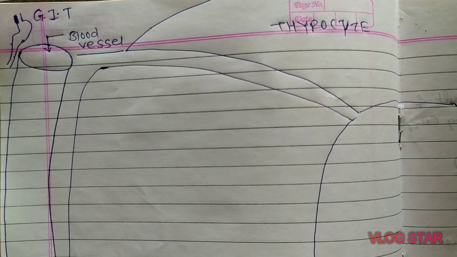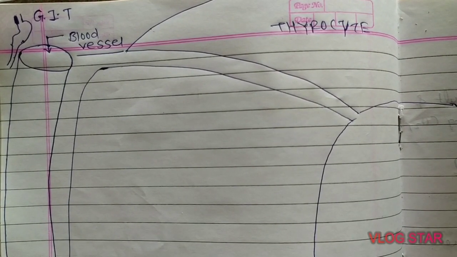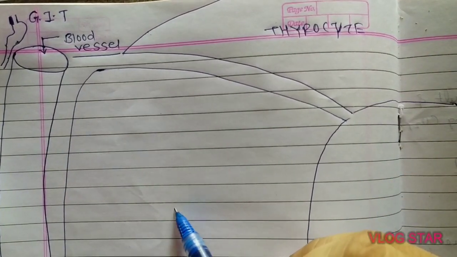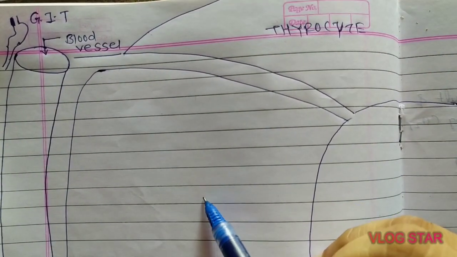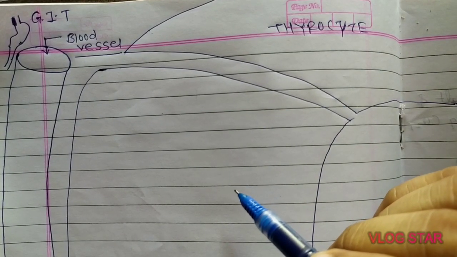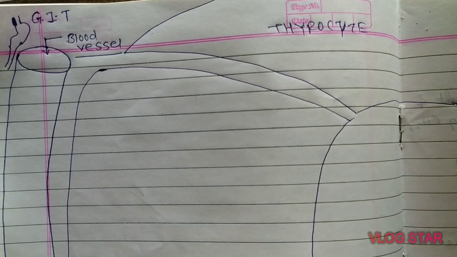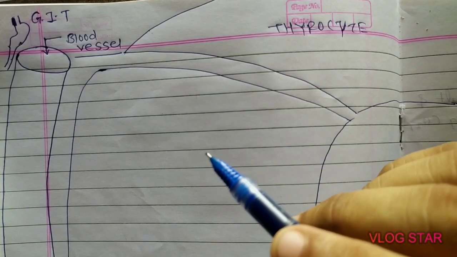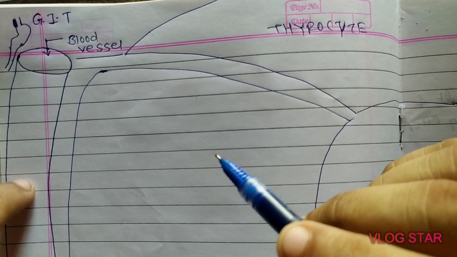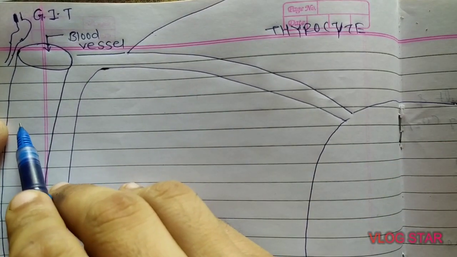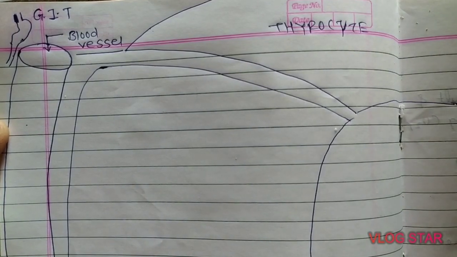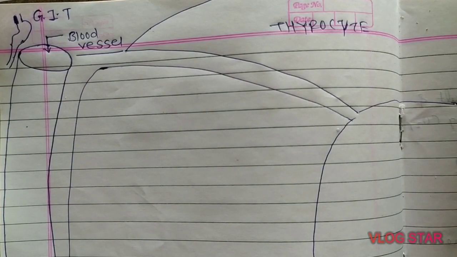So what is the first step in the formation of thyroglobulin? That is this thyrocyte cell. This thyrocyte cell collects a raw material from the blood vessel, from the circulation or bloodstream. So the raw material comes from the circulation towards the thyrocyte cell. For example, the raw material is iodide.